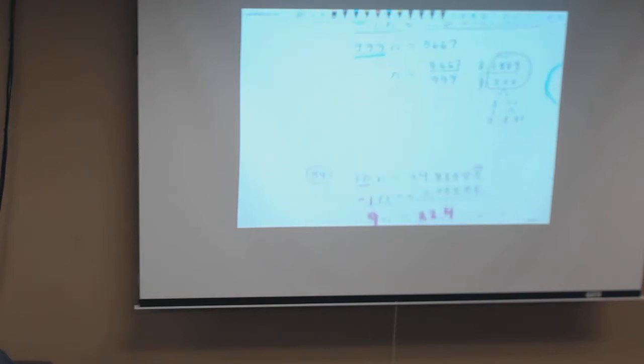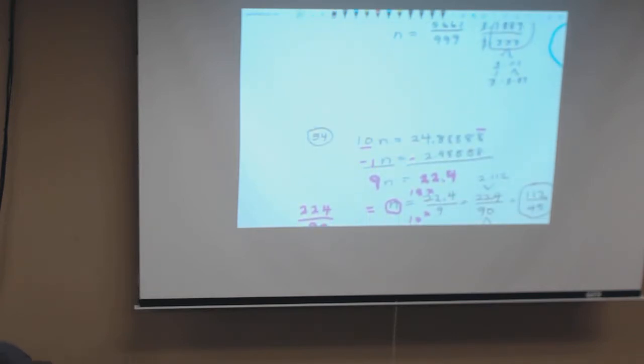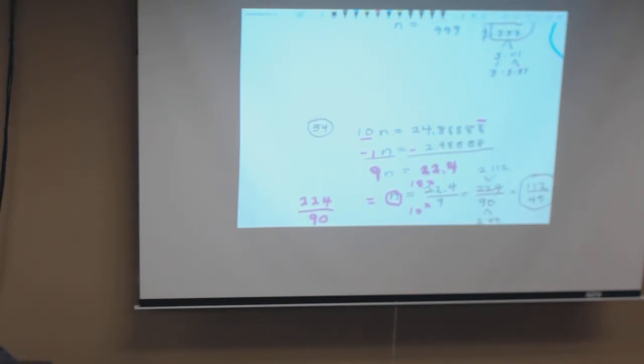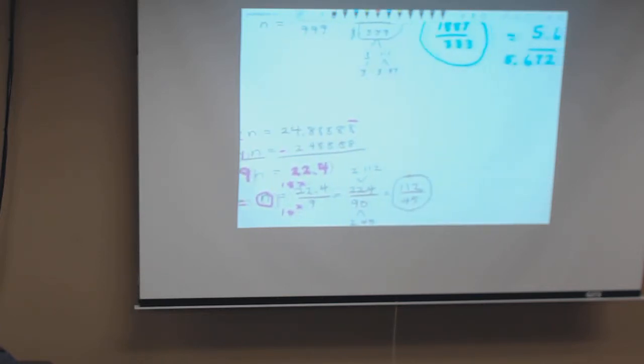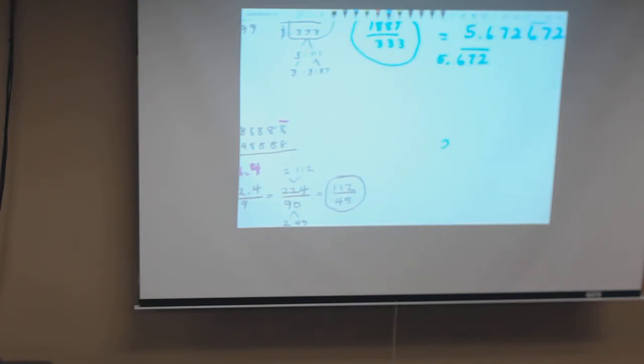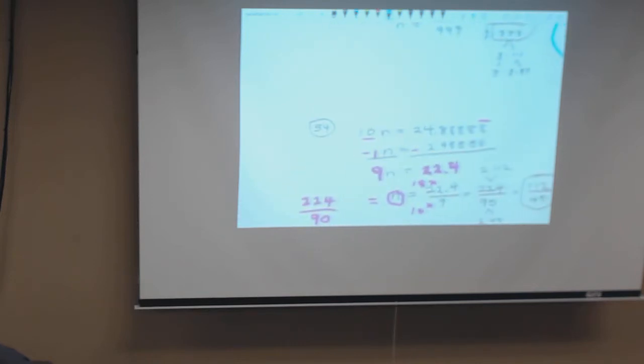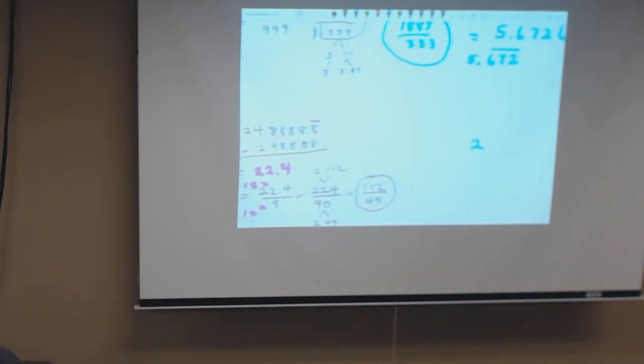Number 54. What are we doing here? 2.48, and one thing repeats. So again, I could come over here and go 2 point. That's getting messy now, isn't it? Because only the 8 repeats. So I better just stick with the old method.